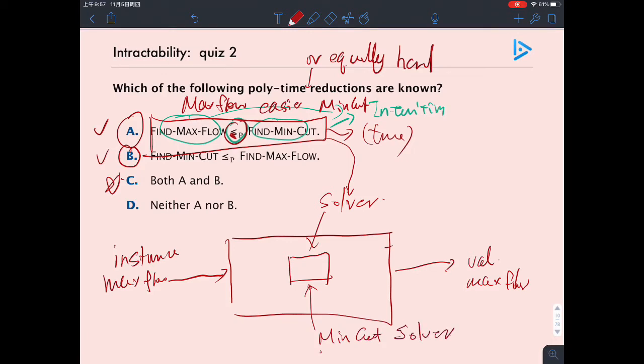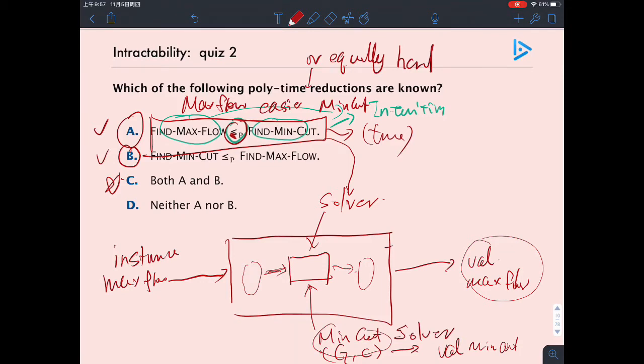A min cut solver means that if a graph together with the capacities is given as input, it will be able to output the value of the min cut. So now the question is: if I have a min cut solver, am I able to use a polynomial number of steps before calling this solver and after calling it, so that I can get the max flow?